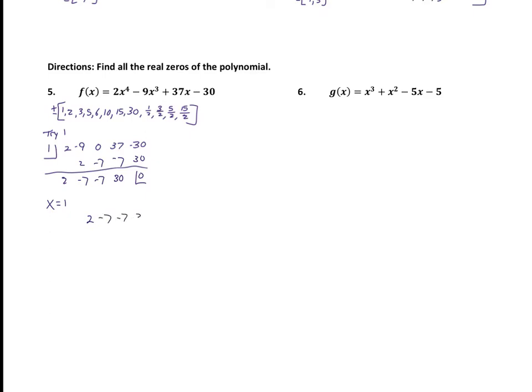That leaves us with 2, -7, -7, and 30 as our coefficients. Now we're going to try -2. If you try one that doesn't work, keep trying until you find one that does. Bring down your 2, multiply. We're going to add negative 2 times negative 11 is 22. 22 minus 7 is 15. Negative 2 times 15 is negative 30. So we know that x equals negative 2 works.